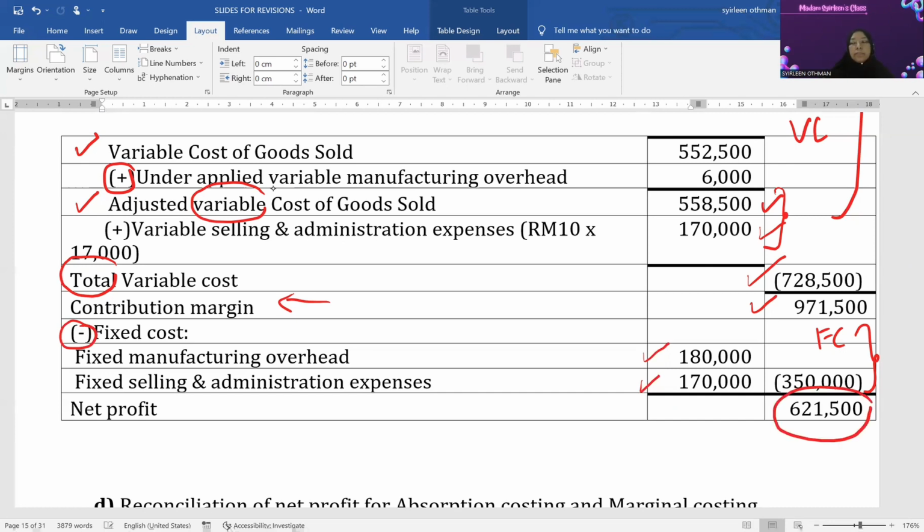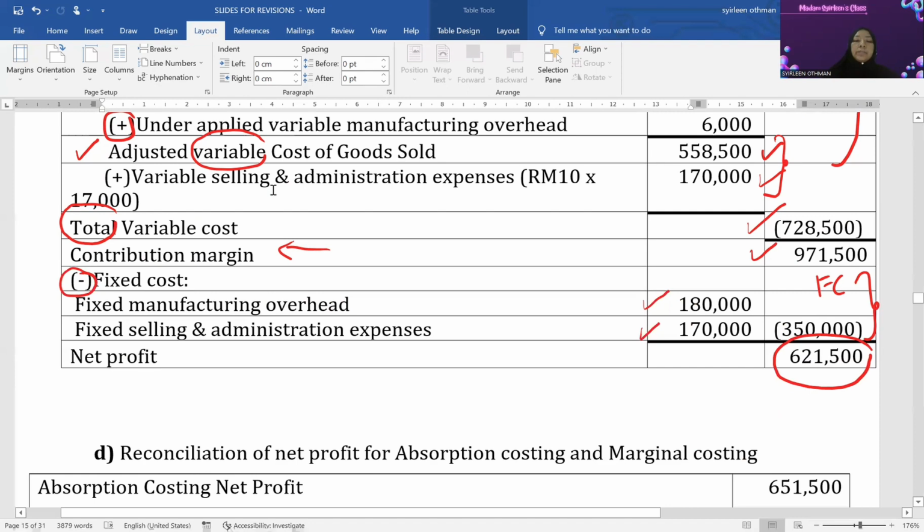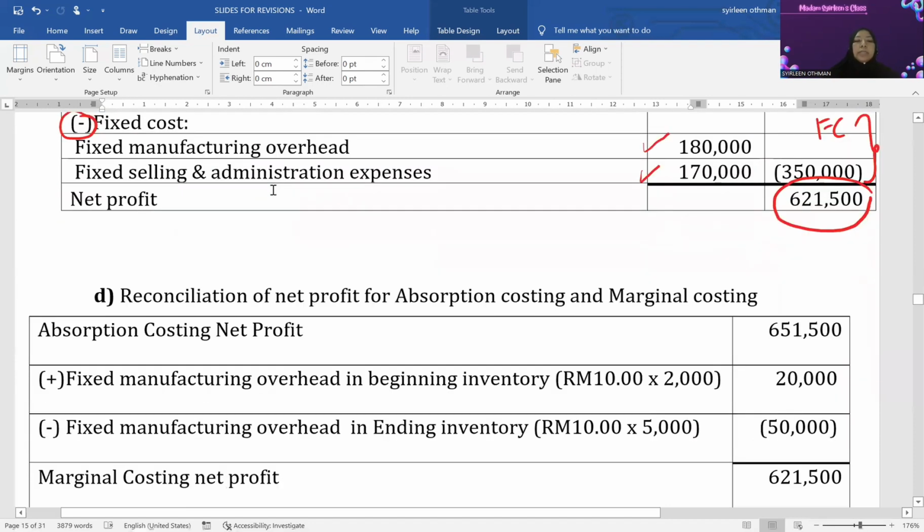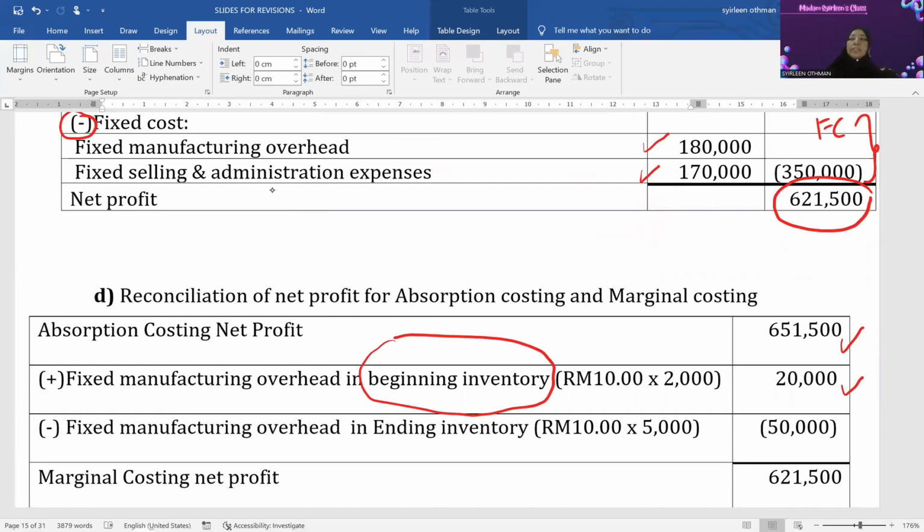So you can see the difference between these two net profits in these statements. So we need to do the reconciliation. Okay, so nak buat reconciliation, you'll take the net profit in your absorption, 651,500. Kita akan plus dengan fixed manufacturing overhead in beginning inventory. So in beginning inventory, that means kita tahu fixed tadi yang kita kira dalam table tu is 10 ringgit.